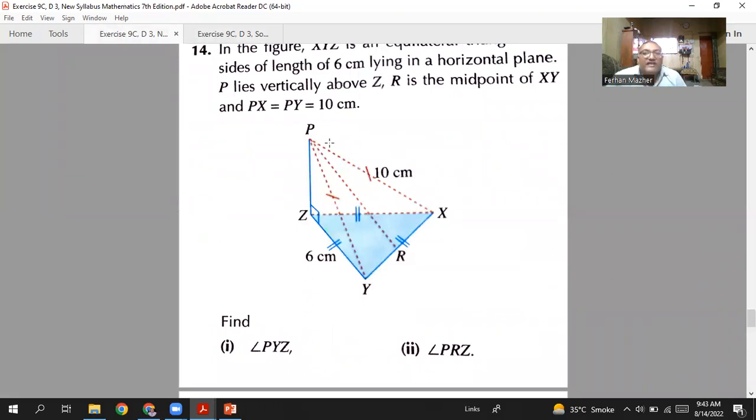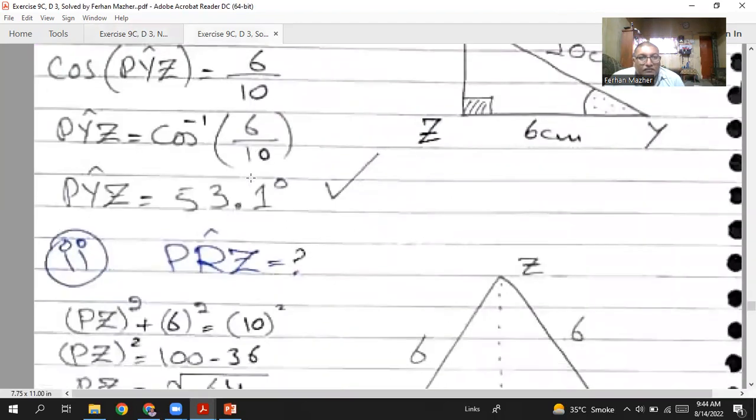Then the question is, what is the value of PRZ? I can find this height, and I can also find this height, and then I will be able to solve the PRZ angle.